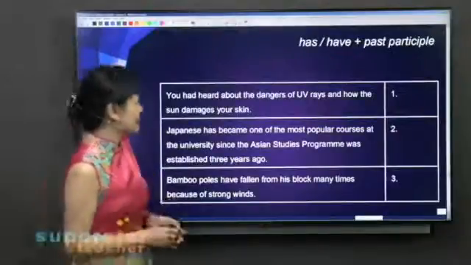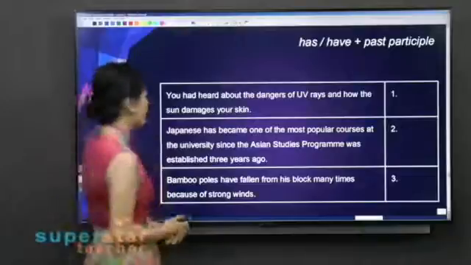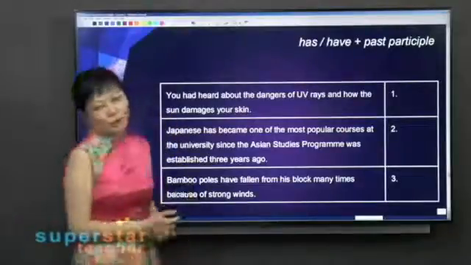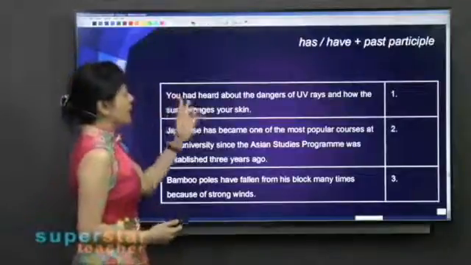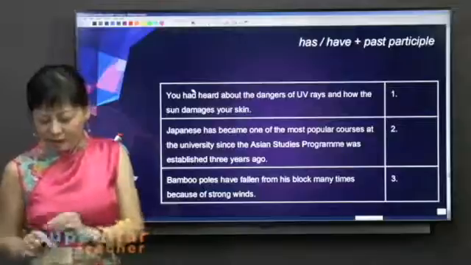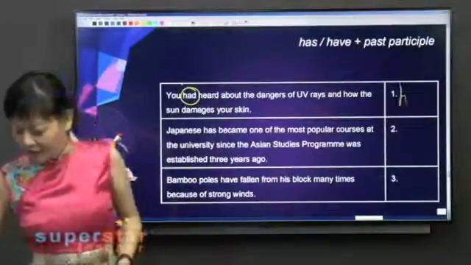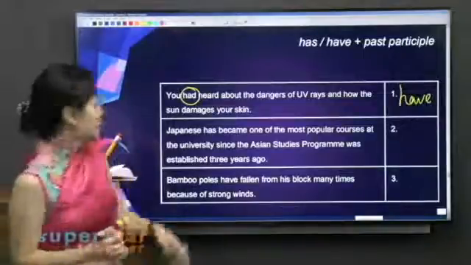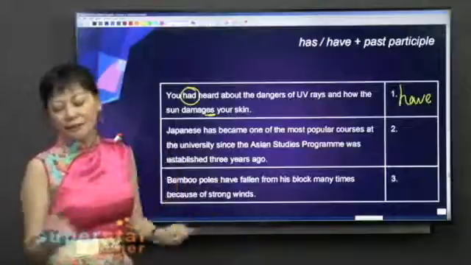First set of examples. Example 1. You had heard about the dangers of UV rays and how the sun damages your skin. Now, where is the error here? Now, you had heard. Had is wrong because we use the present perfect tense here. You have heard. Now, this is a fact, the sun damages your skin, so there's no error here. This is the simple present tense.